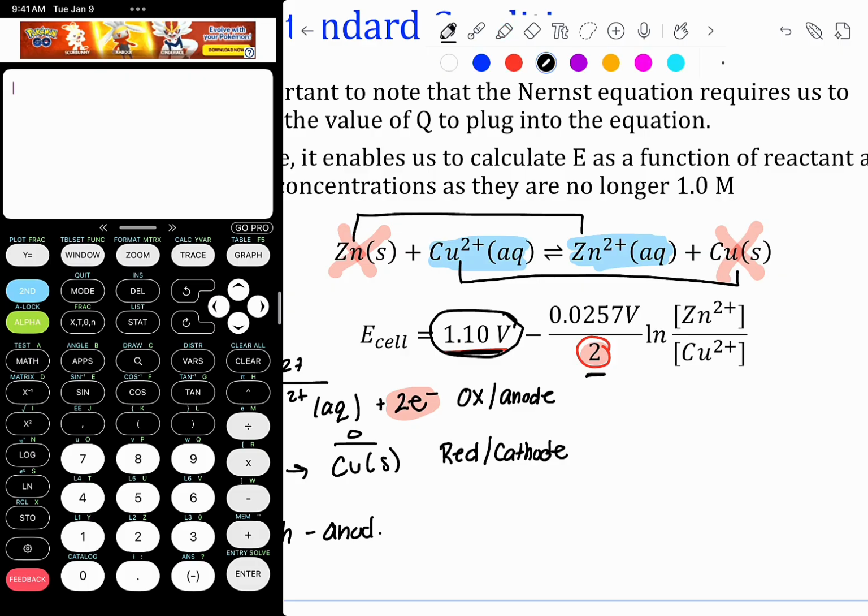So because we're doing reactants over products, products over reactants, oh my goodness, have I been writing that wrong the whole time? I probably have. Goodness gracious. Products over reactants. I apologize if I've been writing that wrong.